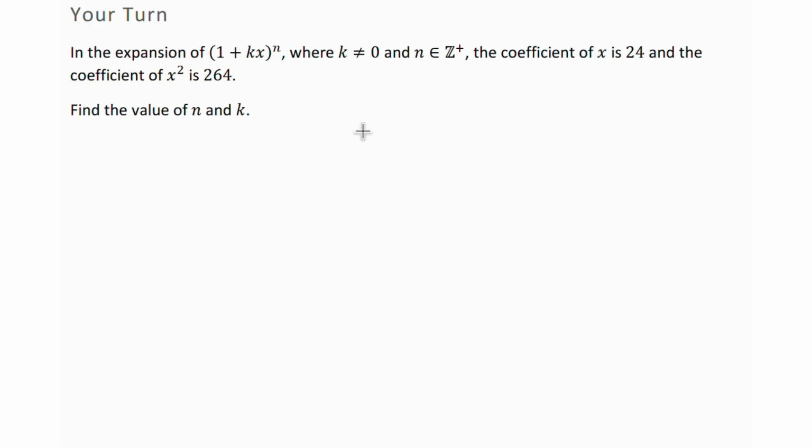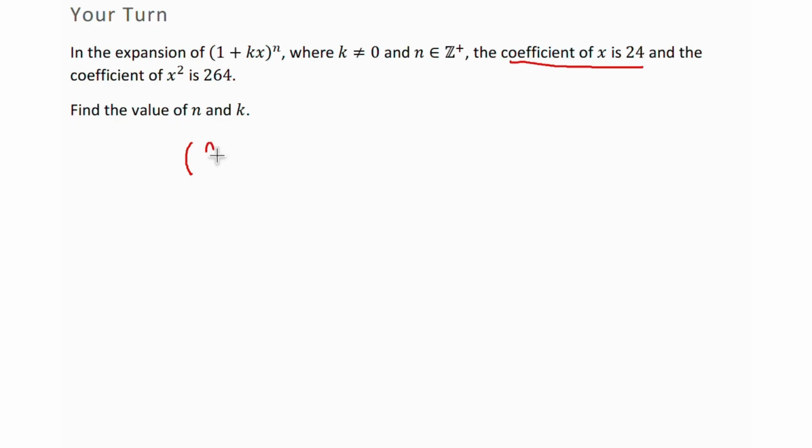Now, before we even start to solve this problem, we're going to recognize that there are two unknowns and we're given 2 bits of information, which means we're going to have to solve a simultaneous equation at some point. So let's use those 2 bits of information that we have. First of all, the coefficient of x is equal to 24. So we need the coefficient of x.